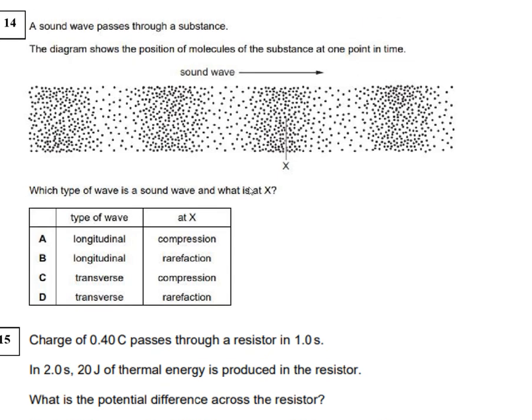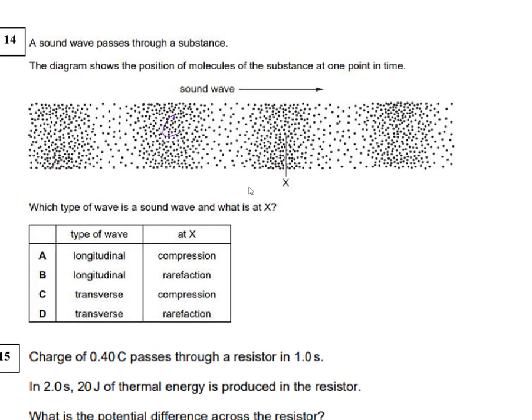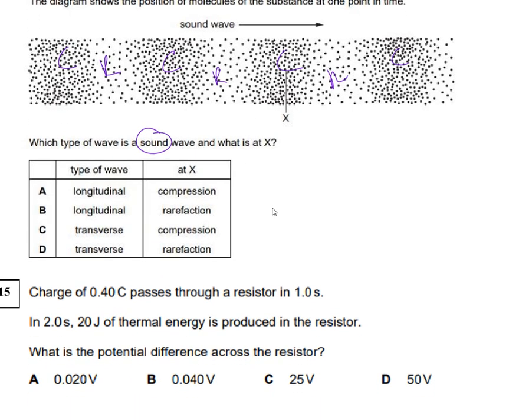All right, C. Now compression. Yes, we got compression. So this is compression. This is rarefaction. Which type is the sound wave? Sound wave is longitudinal waves, and at X we got compression. So compression. Therefore, the answer is going to be A, because longitudinal waves sound. Remember how many times I got you to write it. If you got this wrong, then I need to make you write it again.